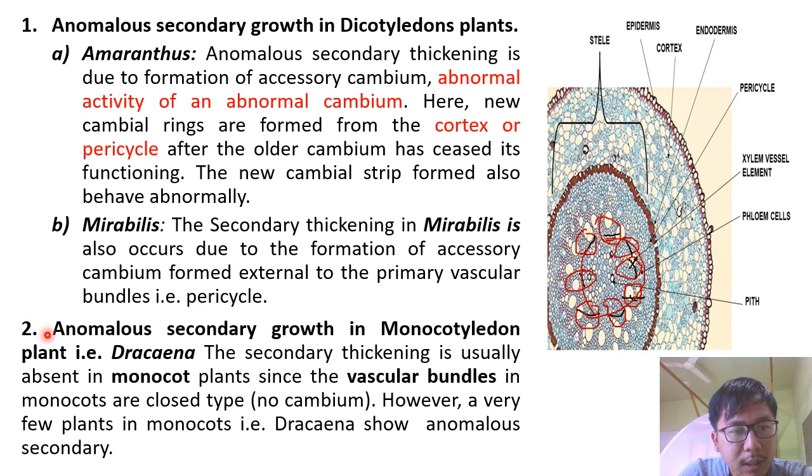And question number 2, anomalous secondary growth in monocotyledon plants, in Dracaena. So here, normally the majority of monocot plants do not produce cambium and they have xylem and phloem. But in the case of Dracaena, even though it is a monocot plant, it has cambium. Because of having cambium, it can produce secondary growth. Since it has a cambium and produces secondary growth, it is already anomalous because it deviates from the normal monocot plants. Because of that, it is called anomalous secondary growth in Dracaena.